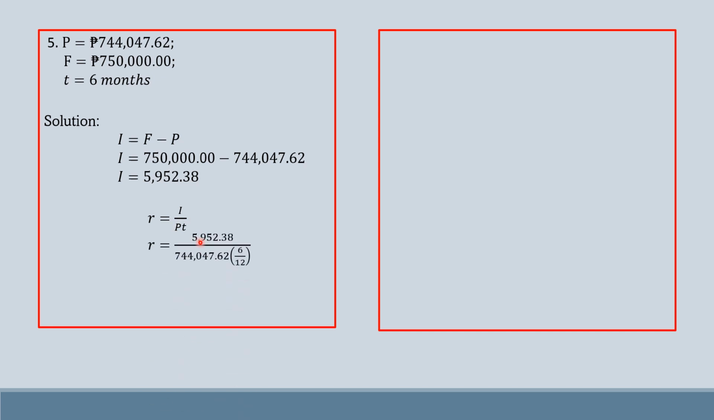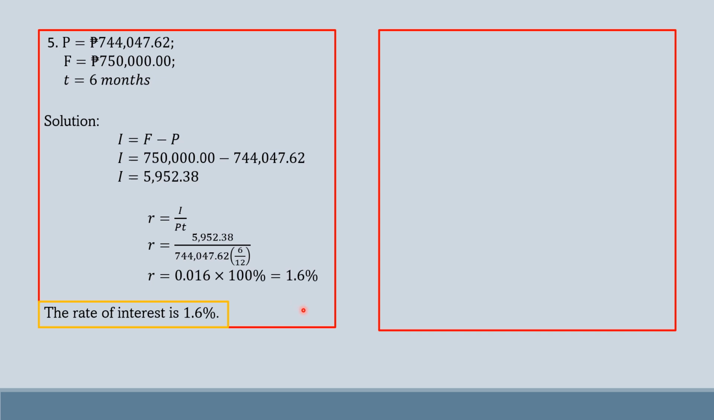So ito na po ang ating isa-substitute sa ating interest rate formula equals I divided by P times T. So ang ating pong interest is 5,952.38 divided by 744,047.62 ang ating present value. At dahil po ang given natin ay in months, so to convert it in years, no, yung 6 months natin, i-divide natin by 12 because again, we have 12 months in a year. Alright? So we'll have our answer is 0.016. Again, times 100%. The rate of interest is 1.6%.